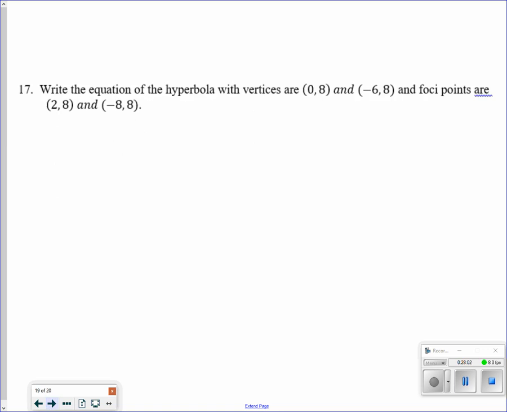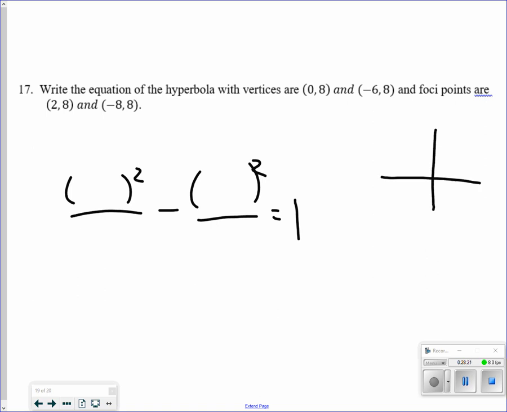Write the equation of a hyperbola. Now in this one, you do know that it's a minus sign, but you actually don't know the letters yet, because what comes first depends on if it's an up and down hyperbola, which means the y would come first, or if it's a left and right hyperbola, then the x would come first. So let's make a sketch here. We've got vertices at 0, 8 and -6, 8. So those are our vertices. So we're talking about a left and right hyperbola. So I know this is an x and this is a y.